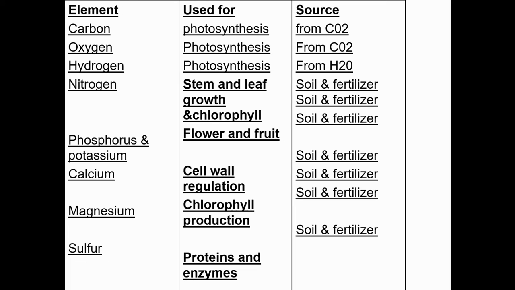Phosphorus and potassium are associated with the production of flowers and the production of fruit. And calcium is important for cell wall regulation. Magnesium is in chlorophyll. Sulfur is part of proteins and enzymes. So I have the elements listed so that you can know what that element is, what it is used for in the plant, and then normally where it comes from.